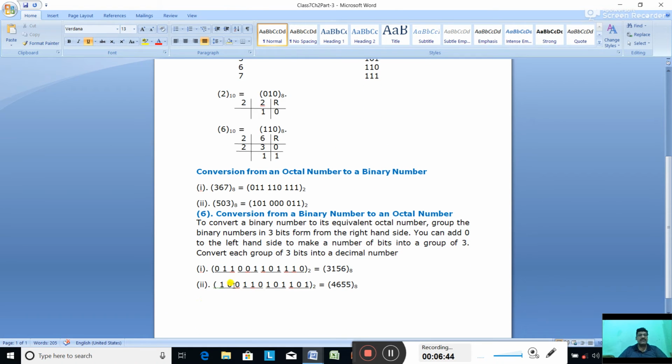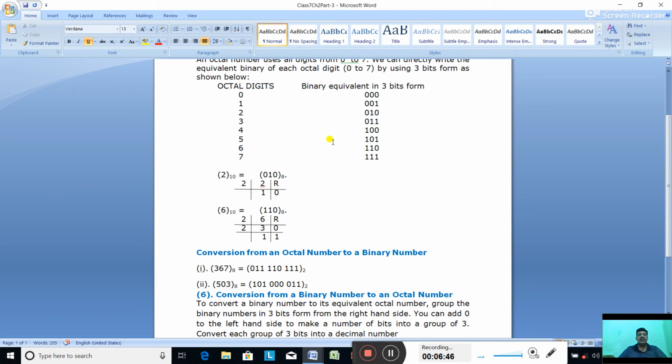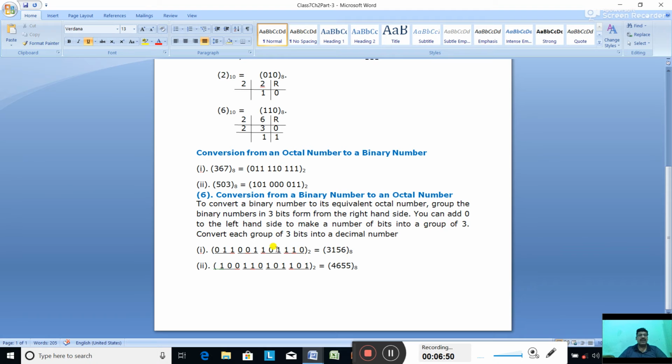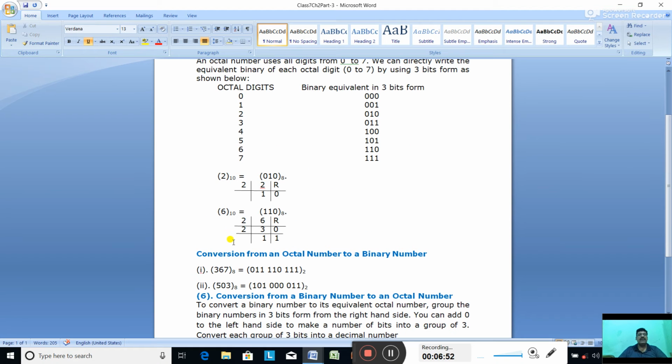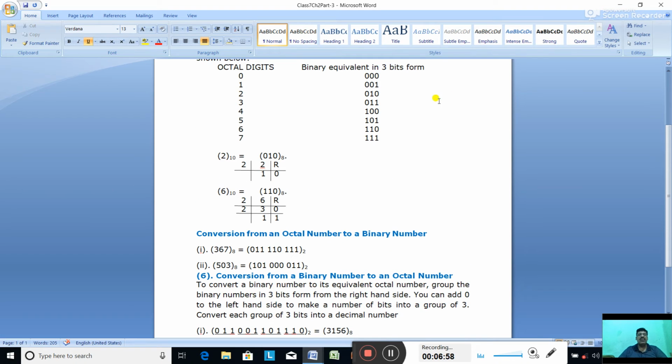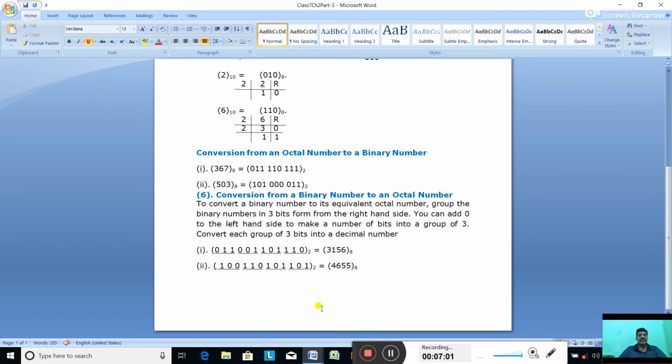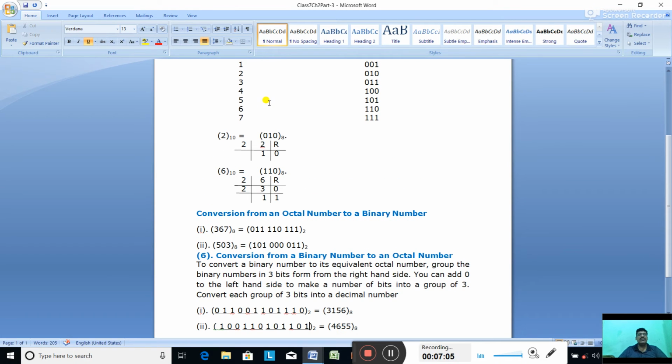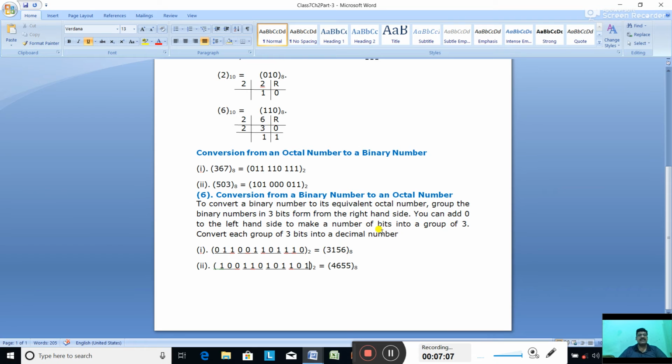now the first group is 0 1 1. What does 0 1 1 mean? 0 1 1 means 3. Write here 3. Then next is 0 0 1. What is 0 0 1? 1. Write here 1. Next is 1 0 1, so 1 0 1 means 5. Write here 5. Last one 1 1 0. So 1 1 0 means 6. So write here 6. The second one is 1 0 0, 1 1 0, 1 0 1, 1 0 1.